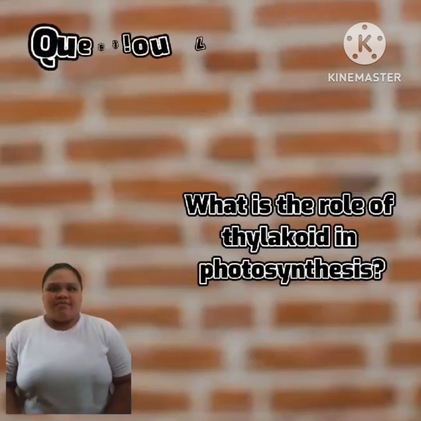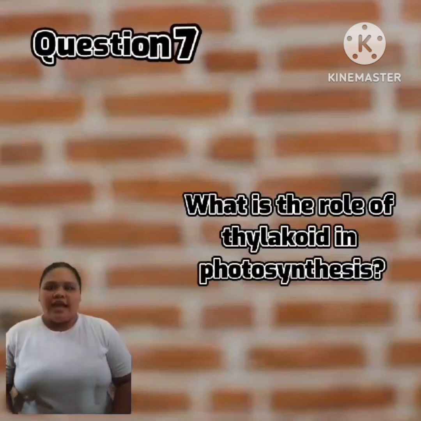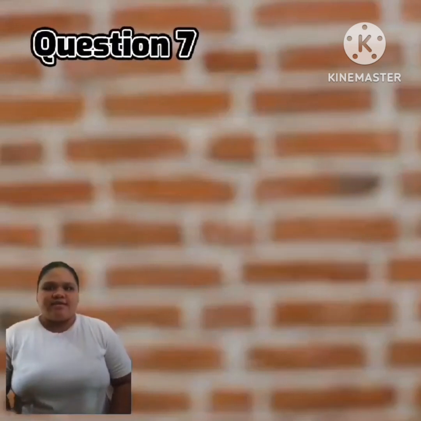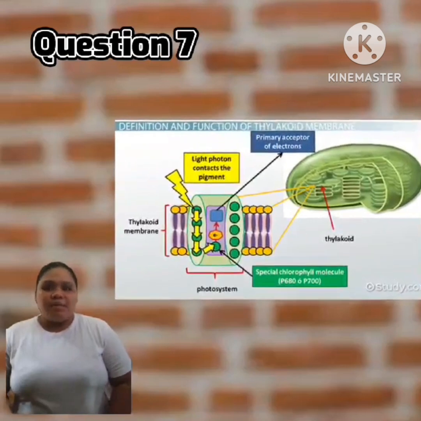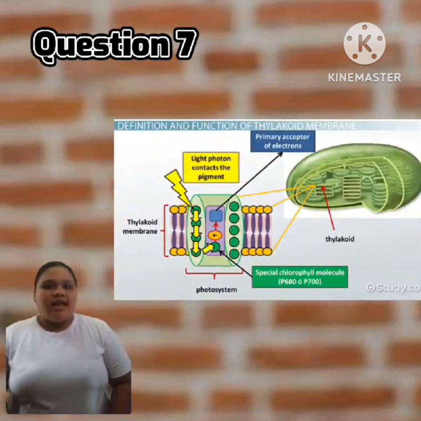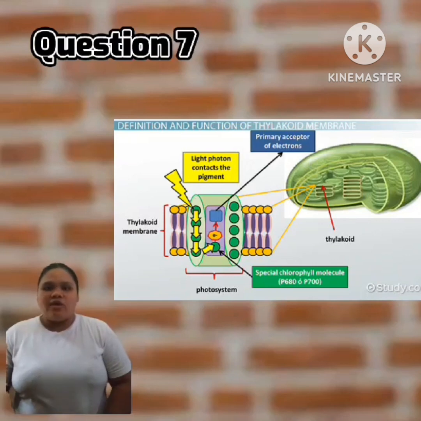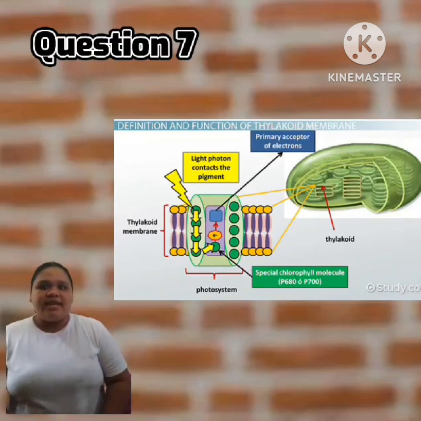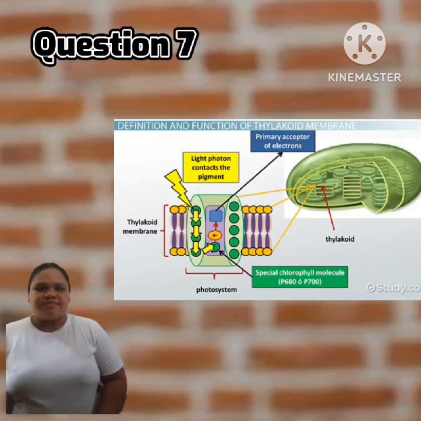Question number 7. What is the role of thylakoids in photosynthesis? The photosynthetic membrane system, or thylakoid, is the biggest membrane system in the biosphere. They produce flattened membrane cristae in the stroma of the chloroplast and the cytosol of cyanobacteria.